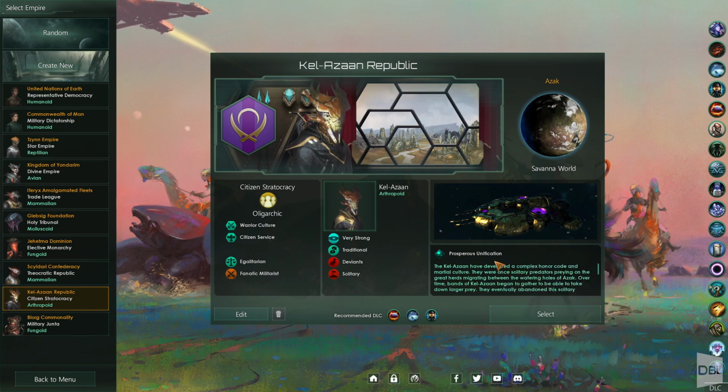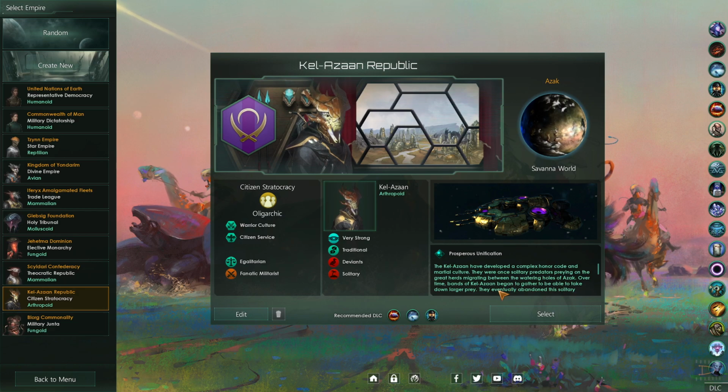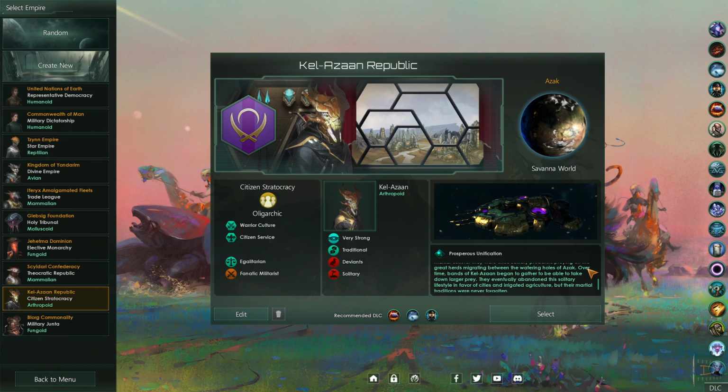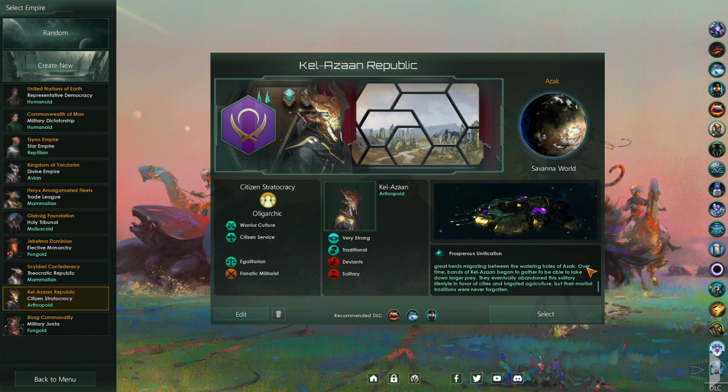Understood. Prosperous unification. The Kel-Azan have developed a complex honor code and martial culture. They were once solitary predators preying on the great herds migrating between the watering holes of Azak. They live in a savanna world. Over time, bands of Kel-Azan began to gather to be able to take down larger prey. They eventually abandoned this solitary lifestyle in favor of cities and irrigated agriculture, but their martial traditions were never forgotten. Never forget. All right, we got one more.